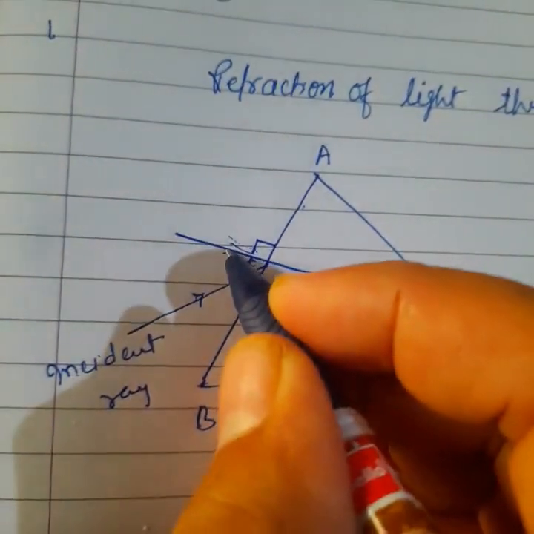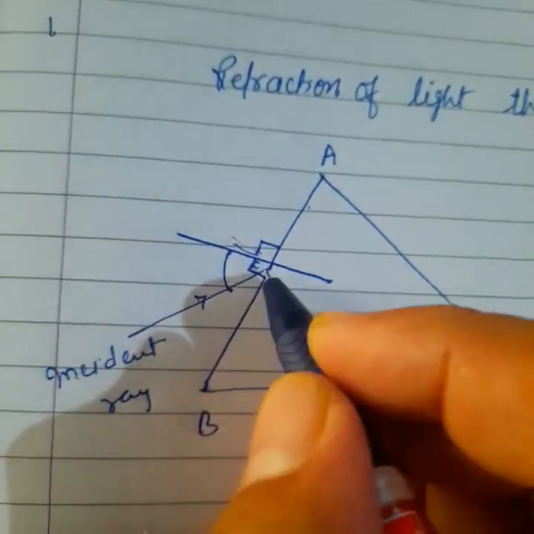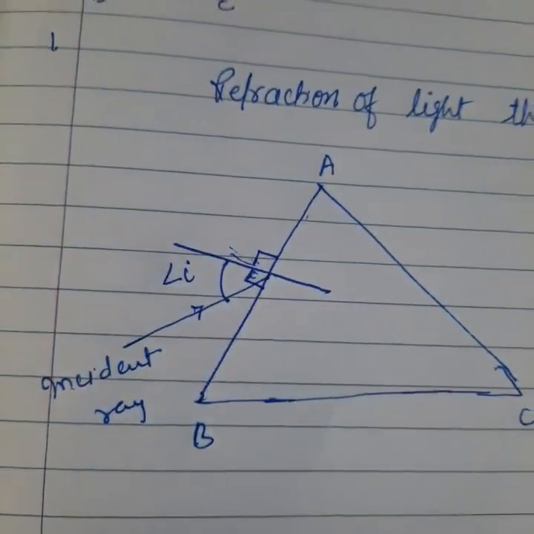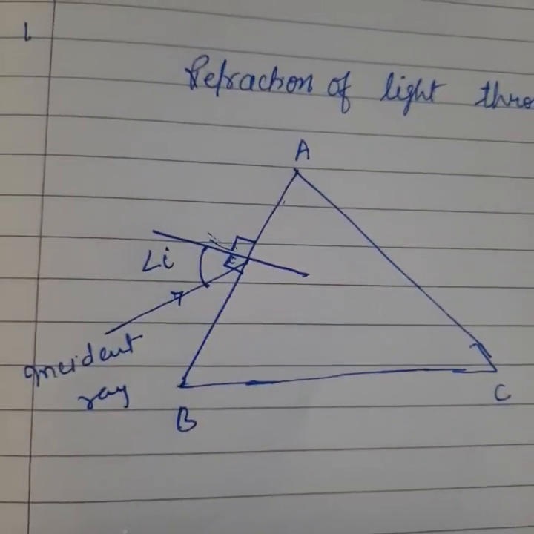And this angle will be what? The angle formed in between the normal and the incident ray is the angle of incidence. Say yes or no, student. So this is the basic thing.